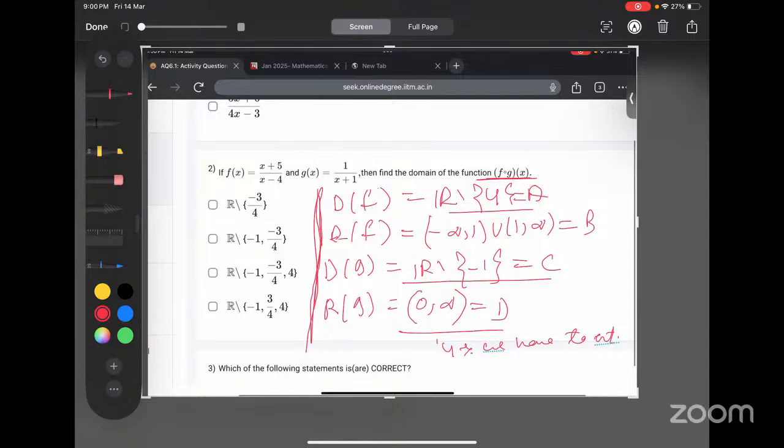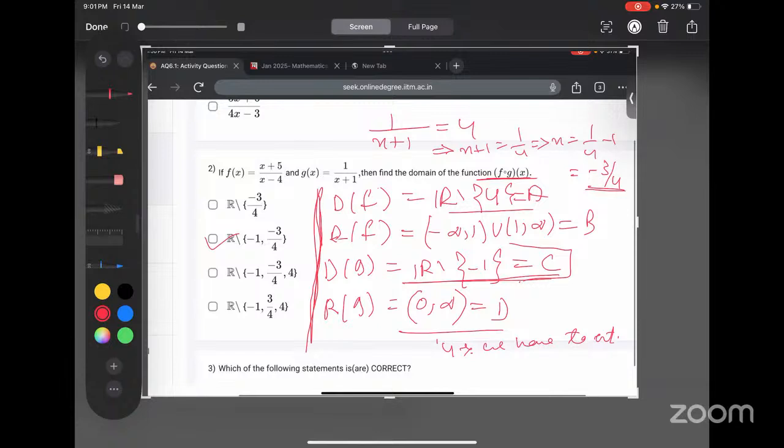1 by X plus 1 equals to 4. So X plus 1 will become 1 by 4. So X will become 1 by 4 minus 1. That means minus 3 by 4, right? That means we have to exclude this point from C. So C minus minus 3 by 4. That means R minus minus 1, comma, minus 3 by 4.